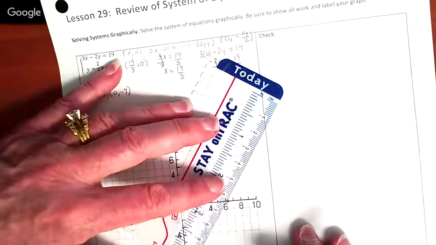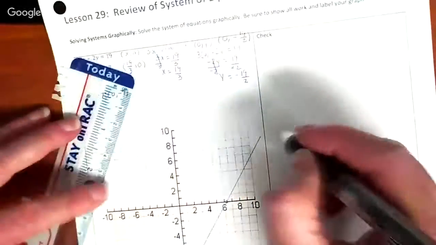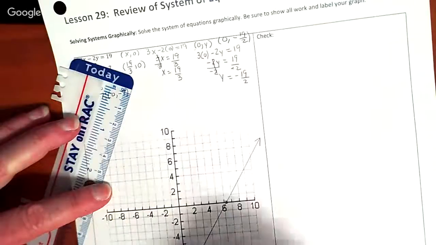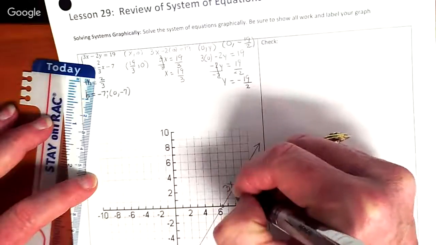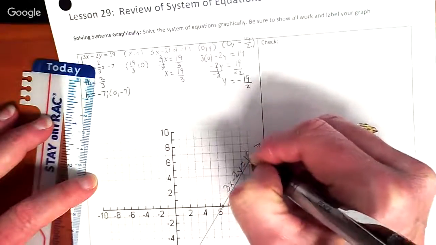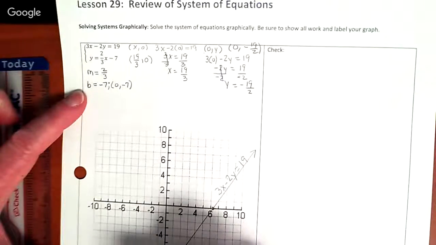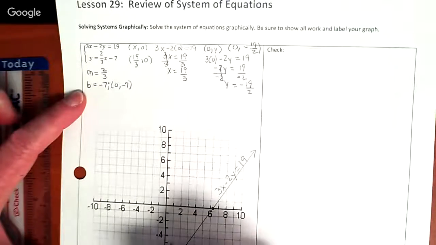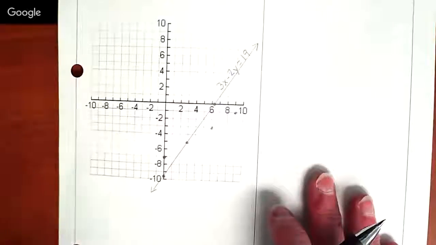So to graph that here, we've got this, and we draw it to the graph. And that is our equation, 3x minus 2y equals 19. Then our other graph is negative 7 here, and here we go up 2 and over 3. Up 2 and over 3. Up 2 and over 3. Okay, like that. So now I'm going to graph that point.